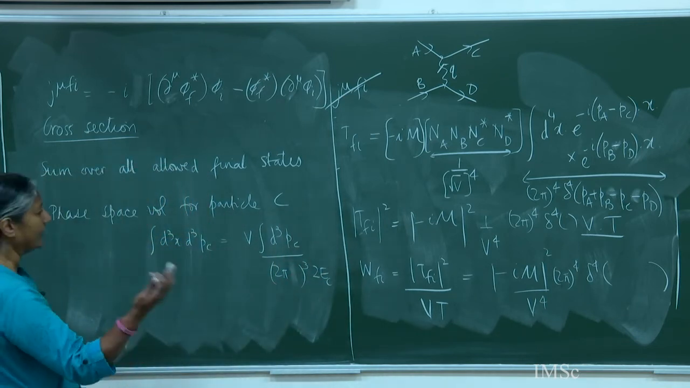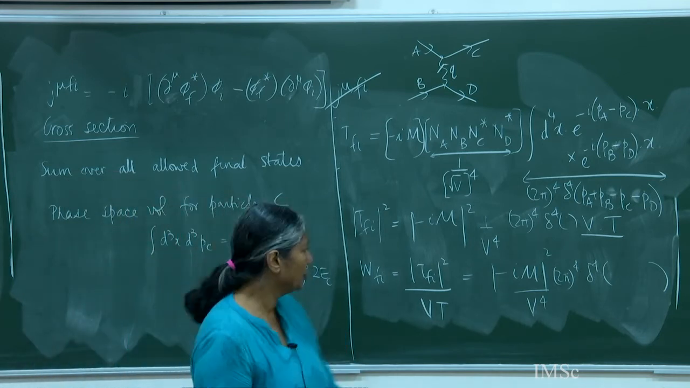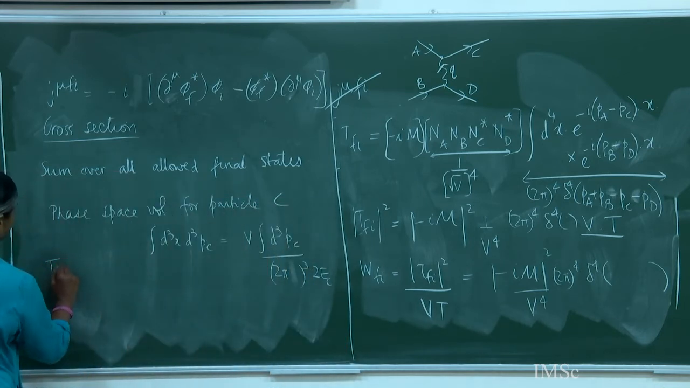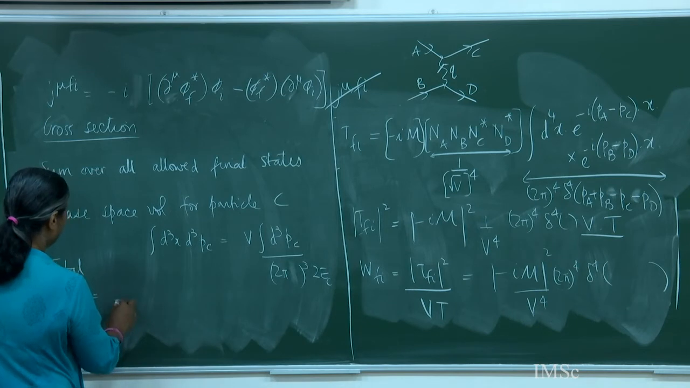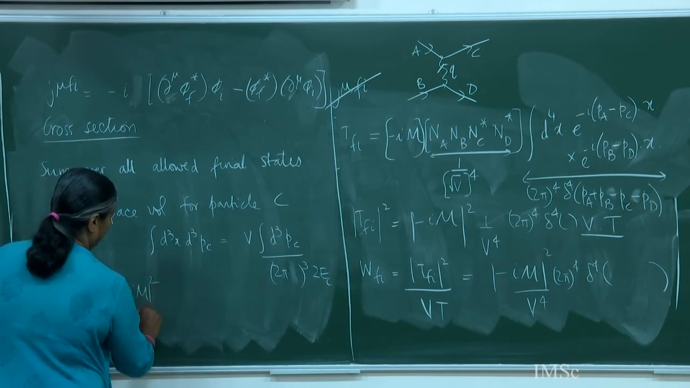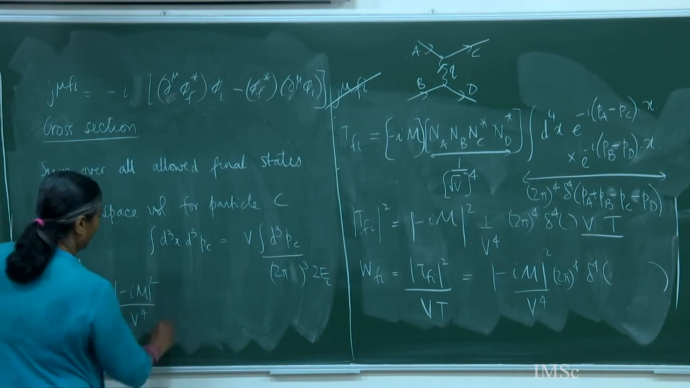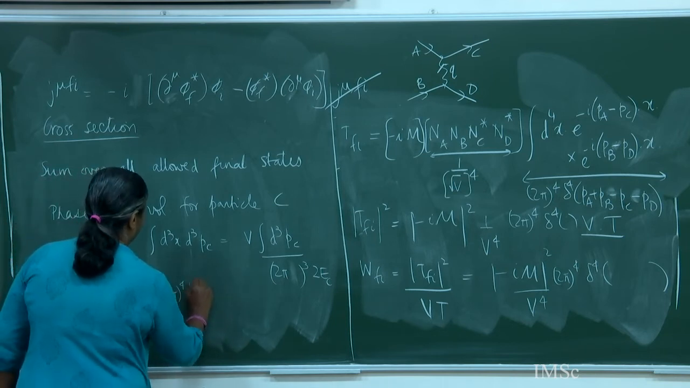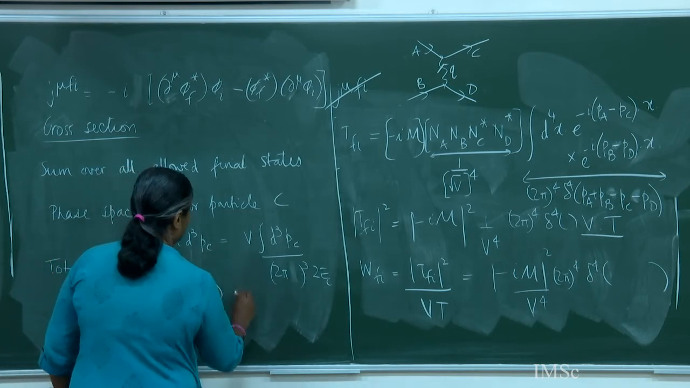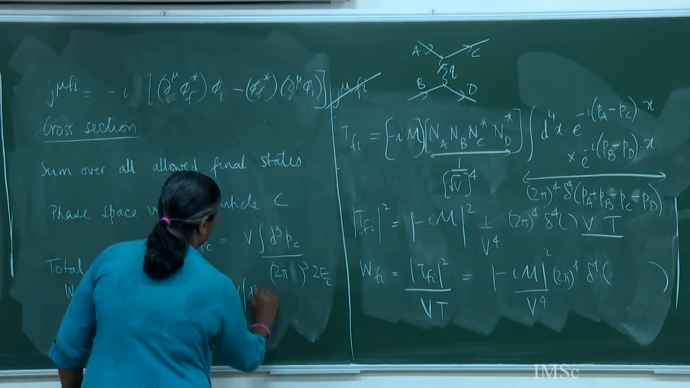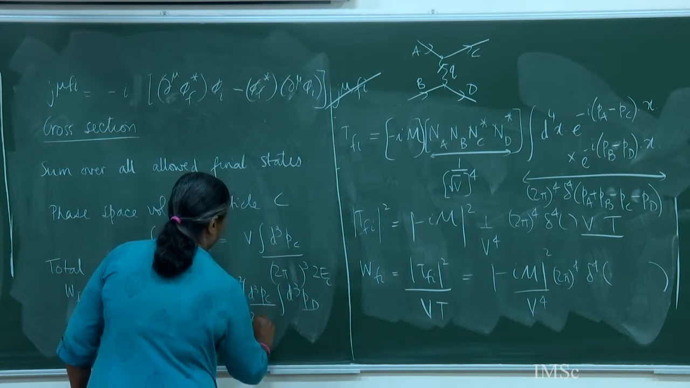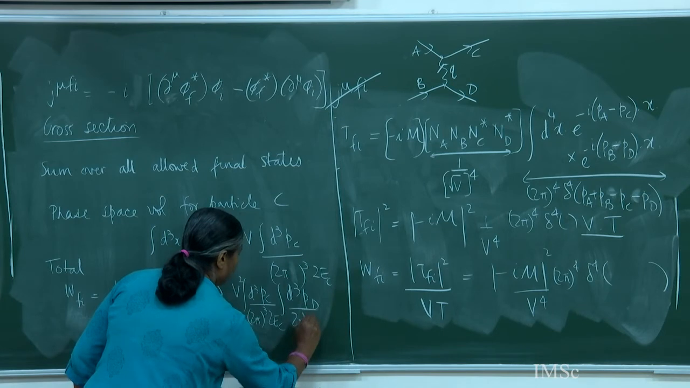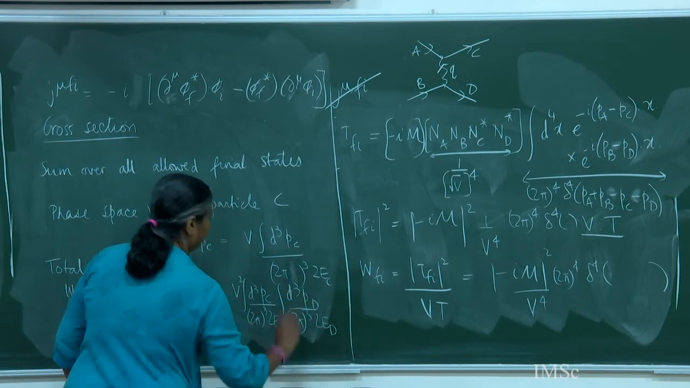So all these scattering states are available, therefore the total transition rate will be multiplying this: minus i M squared by V to the power 4, (2 pi) to the power 4 delta to the power 4, times this phase space. So V d cubed Pc, V d cubed Pd, by (2 pi) cubed 2Ec, by (2 pi) cubed 2Ed.